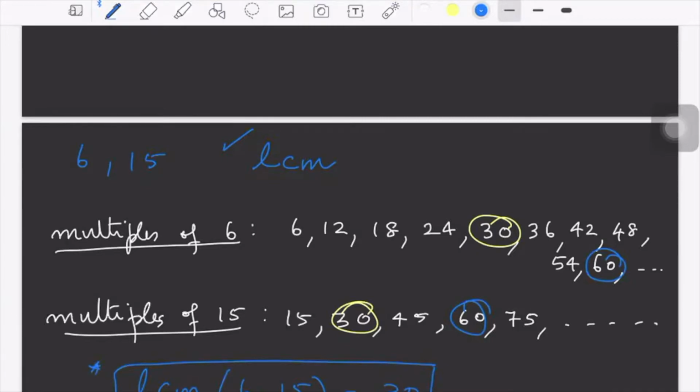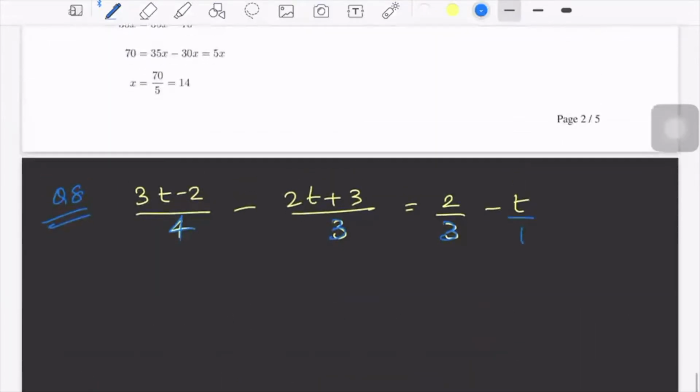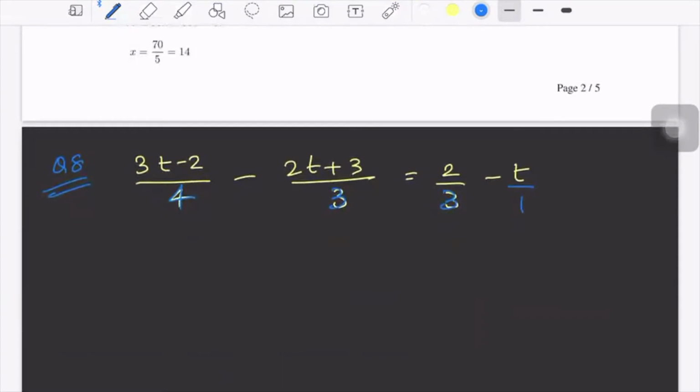Okay. And so what is the use of this LCM? One of the uses is solving equations of this kind. When you have to bring a common denominator, when you have to get rid of the denominators, you have to multiply with a number. So here you have 4, 3, and 1. The denominators are 4, 3, and 1. Now we are looking at the multiples of 4, 3, and 1. And in fact, we are looking at the common multiples of 4, 3, and 1.